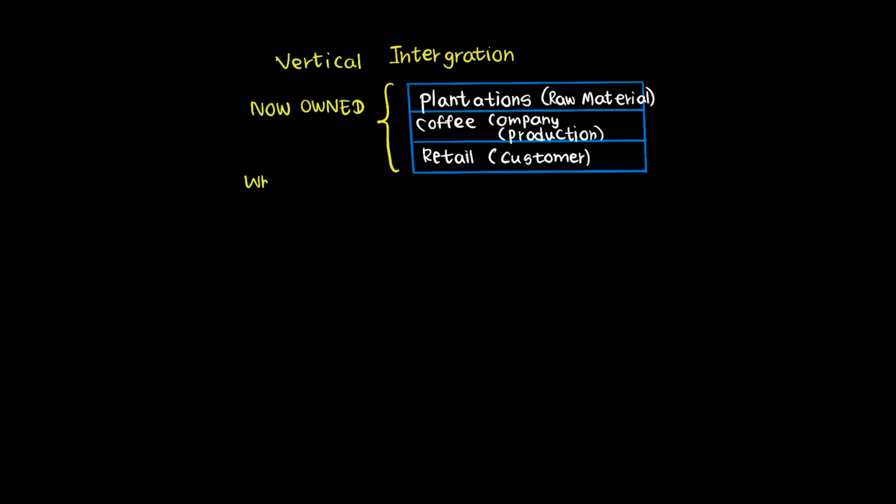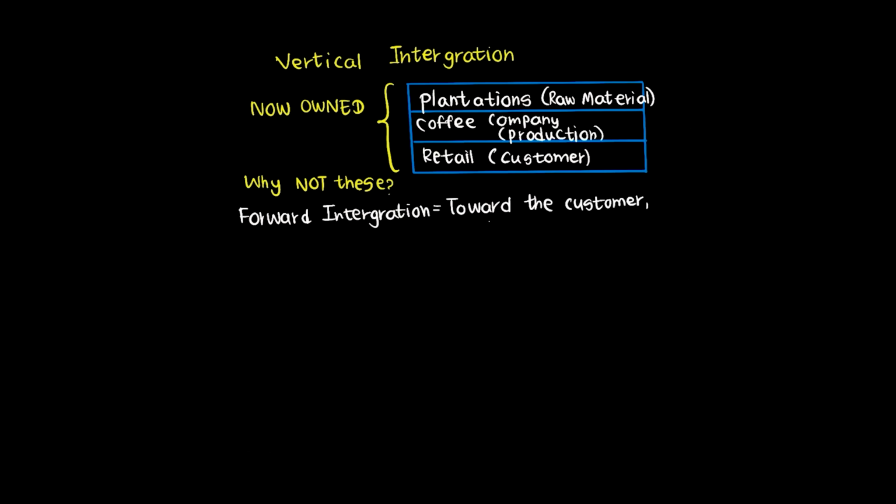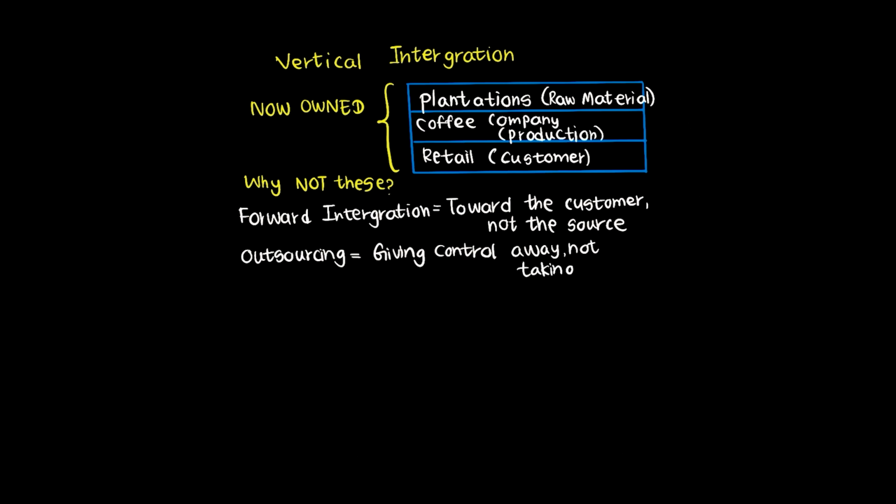Forward integration moves the other direction, toward the customer. If the coffee company opened its own retail cafes, that would be forward integration. Outsourcing is the opposite of bringing things in-house. It means handing operations off to an external company. Buying plantations is the exact reverse. You are taking control, not giving it up.